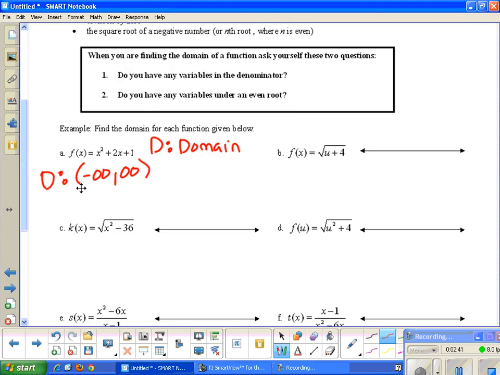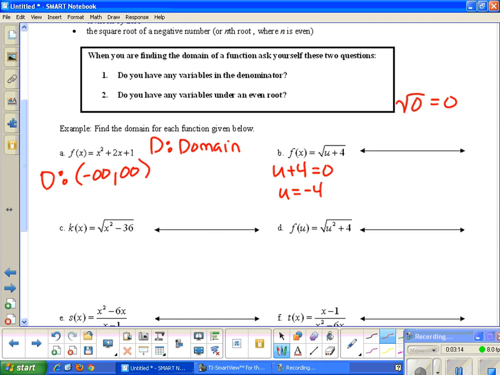For b, however, notice that I asked myself the two questions. Do I have any variables in the denominator? No. Do I have any variables underneath an even root? Yes, I do. Remember, what you have there cannot be negative. So what I like to do is I take what's underneath the radical, u plus 4, and I'm going to set it equal to 0, because can you take the square root of 0? Yes, remember the square root of 0 is equal to 0, and that's okay. So if I do this, I get u plus 4 equals 0, so u is equal to negative 4.